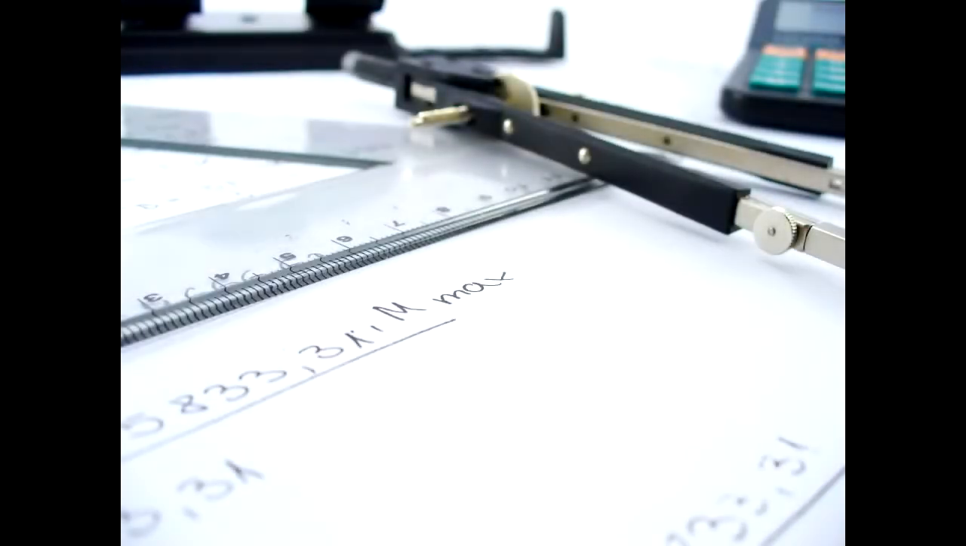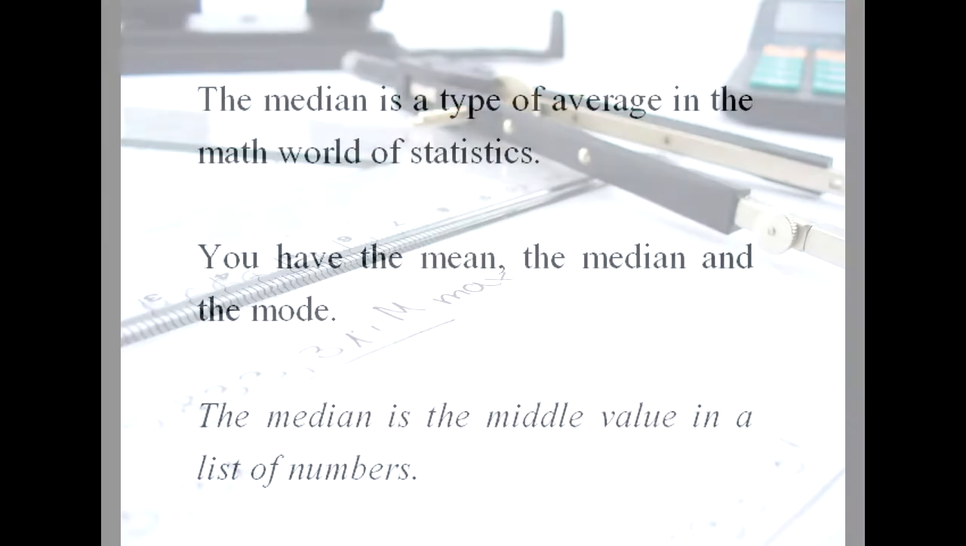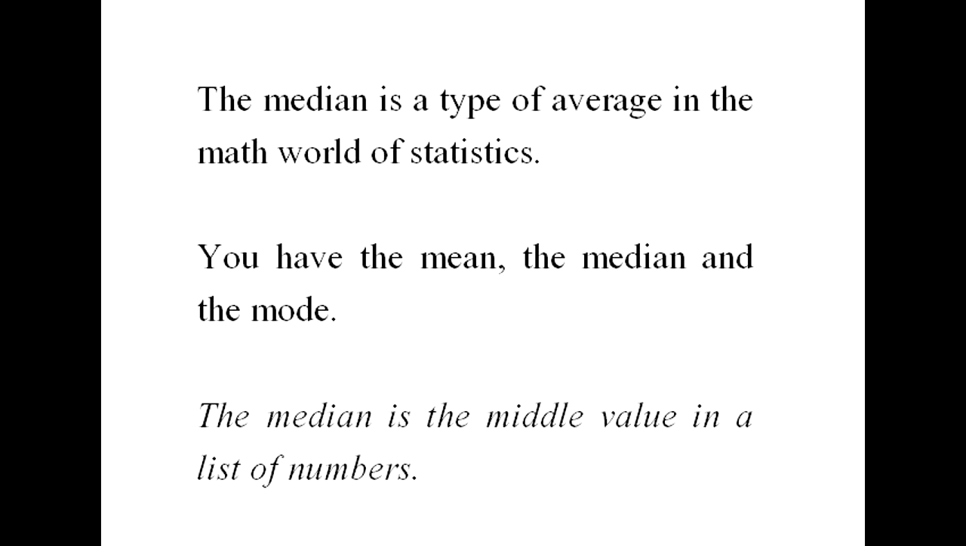Today, I'll be calculating the median and explaining how to do it 3 different ways. The median is a type of average in the math world of statistics. You have the mean, the median, and the mode. The median is the middle value in a list of numbers. This is different than finding the average number.